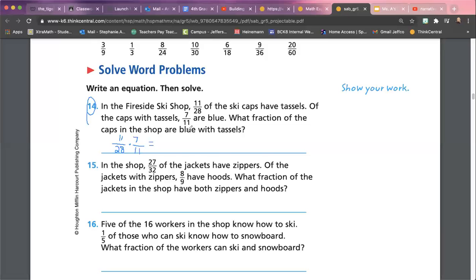So could someone give me the multiplication of fractions? You don't have to simplify it. Who can just multiply across for me? I got the answer. Asher, love to hear from you. I think it's 77. Okay, so 77. And then what'd you do on the bottom? 208.